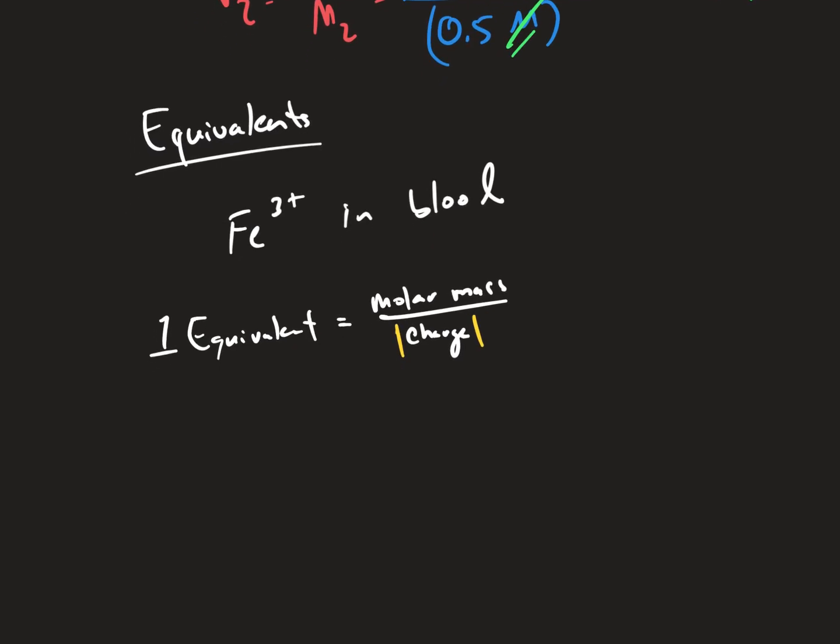And so if we want to find one equivalent of iron, and we'll just abbreviate it EQ, one equivalent of iron 3+ is equal to what? What's the molar mass of iron?